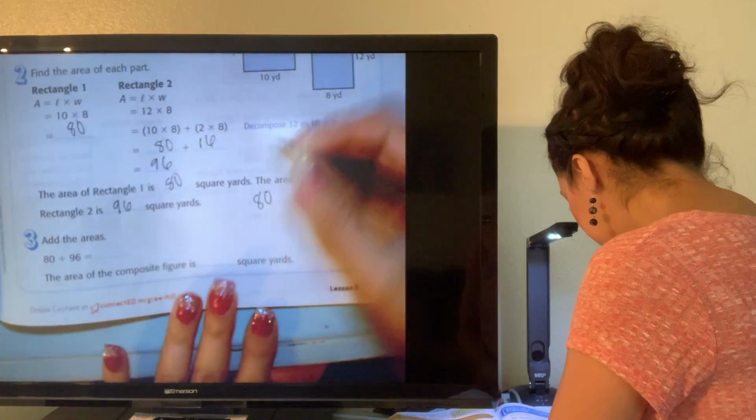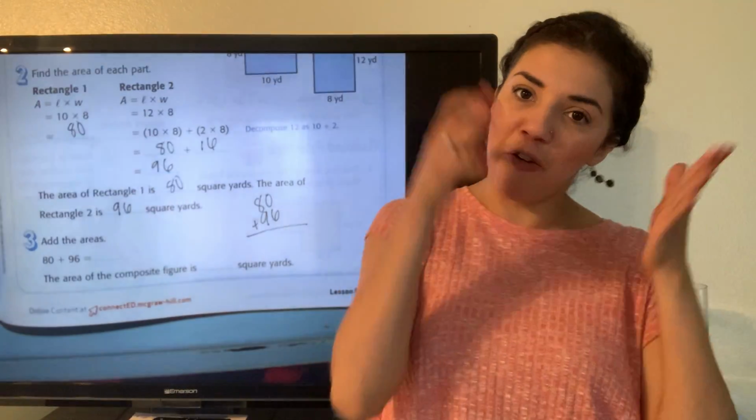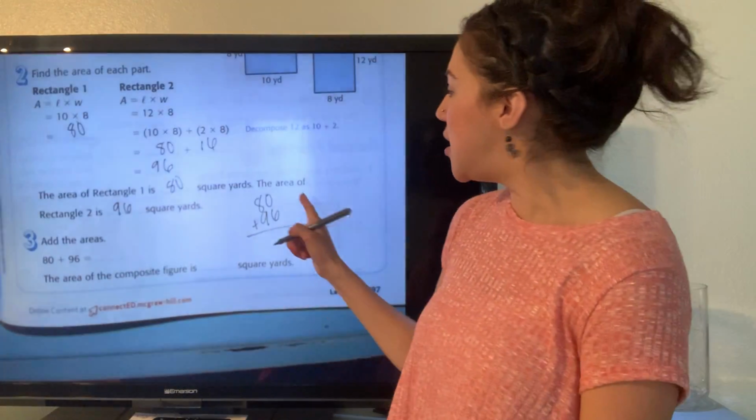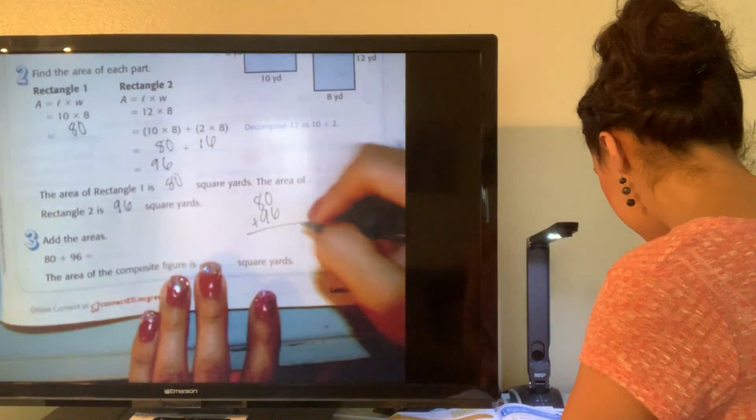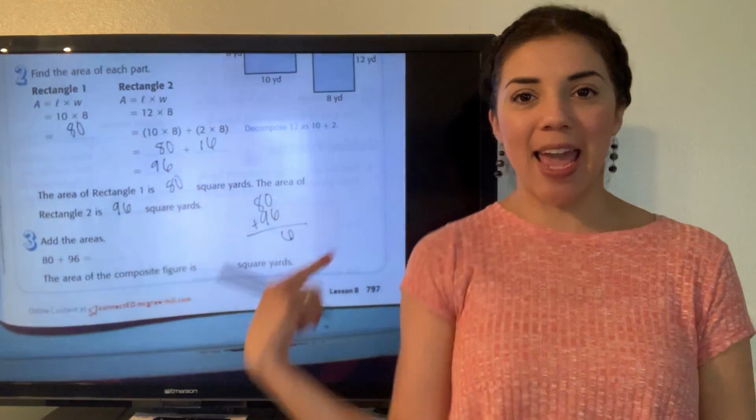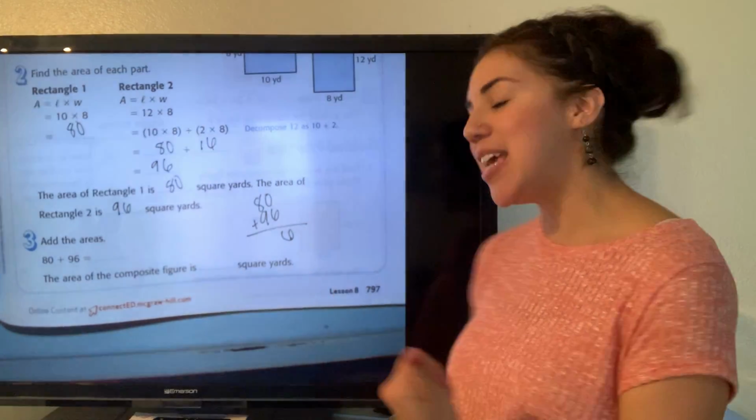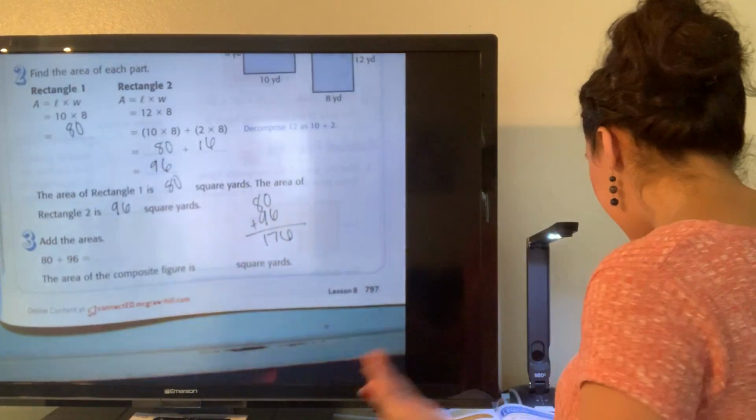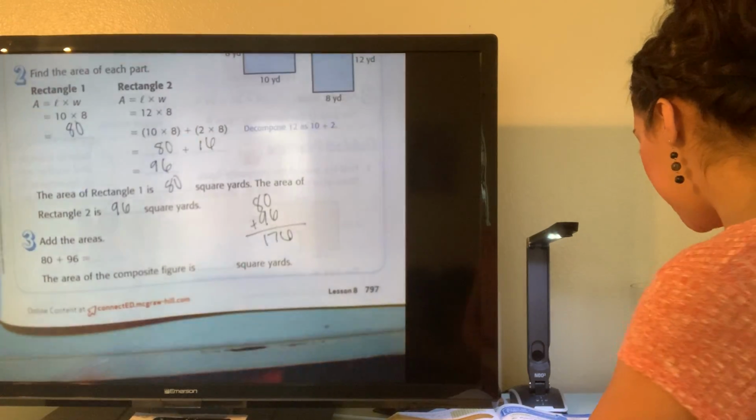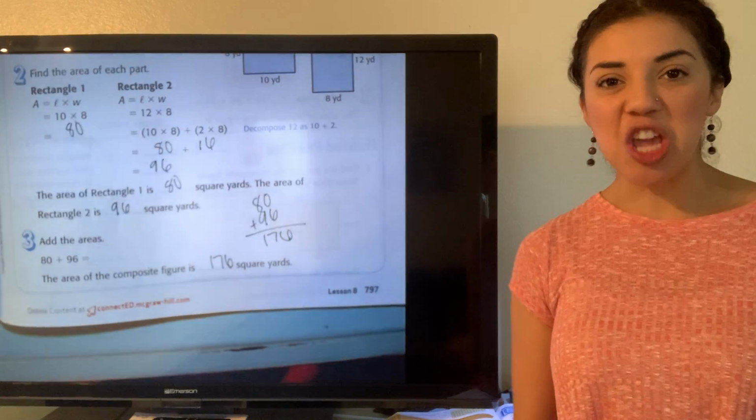Now, if I need to, I'm going to stack these up vertically so that I can add. So 0 plus 6 is 6. 8 plus 9, well, I know that 8 plus 8 is 16. Plus 1 more, 17. And so the area of the composite figure is 176 square yards.